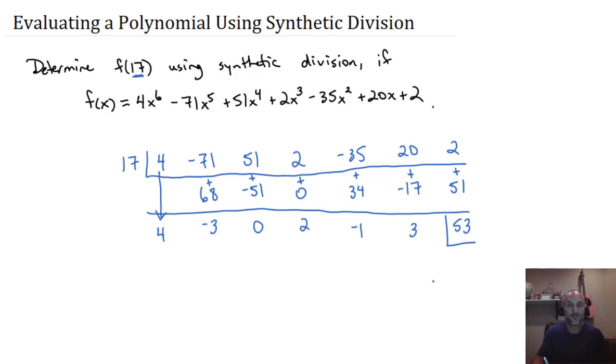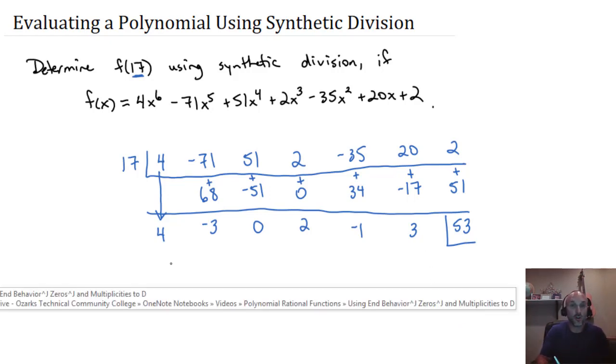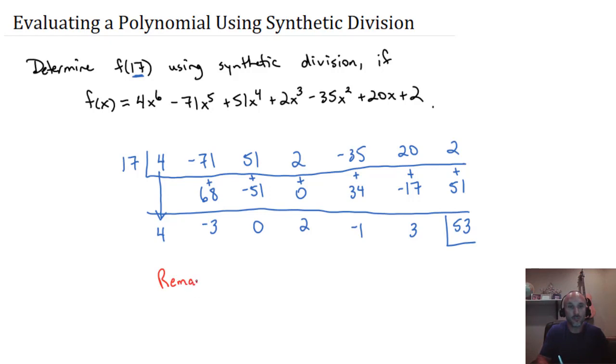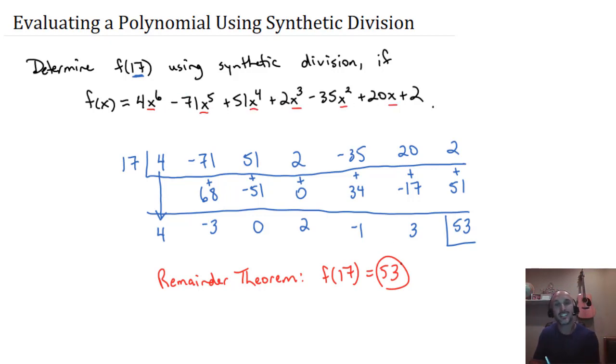And that's our remainder. What we see is sometimes this is called the remainder theorem, depending on different textbooks. Well, f of 17 is just the remainder. That means if you go check this, if you plug 17 in for all of these x's and you raise it all the powers and you add and subtract, you're going to get 53. And you can see that in synthetic division we didn't have to raise any numbers to any powers. It was literally multiplying and adding, and that's it. So that's why sometimes synthetic division can be easier than direct substitution.